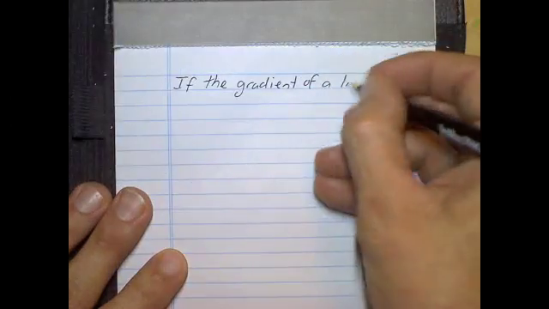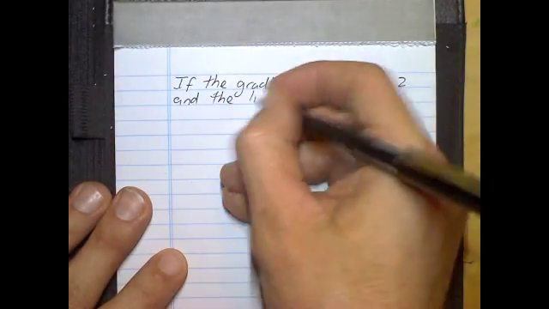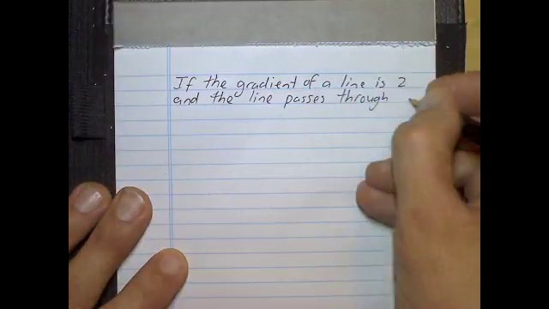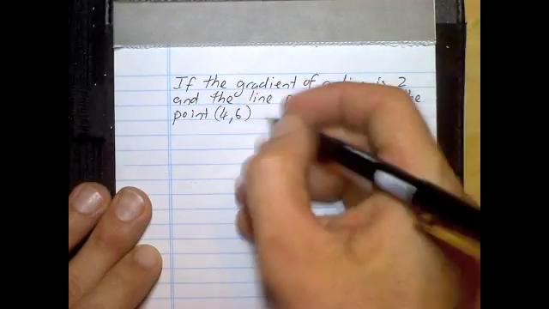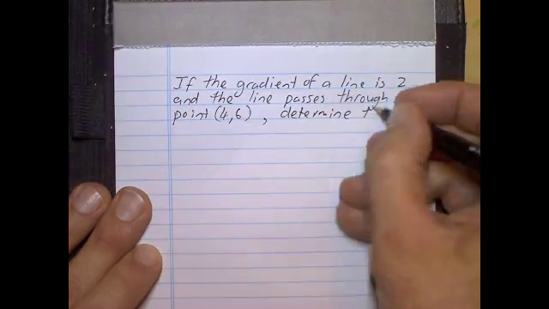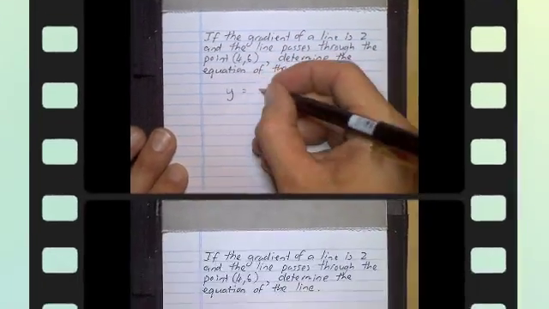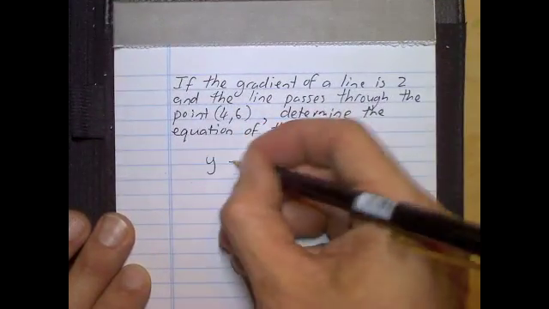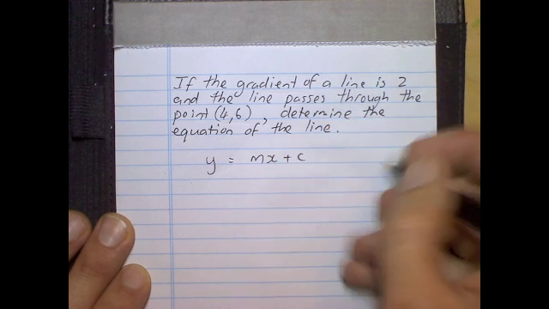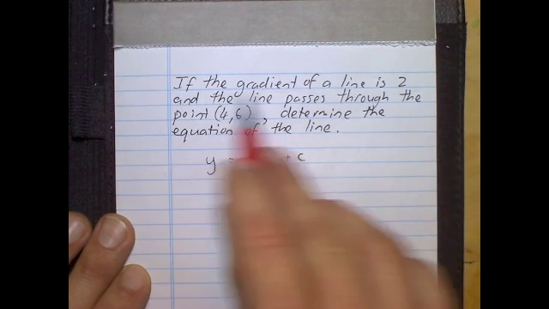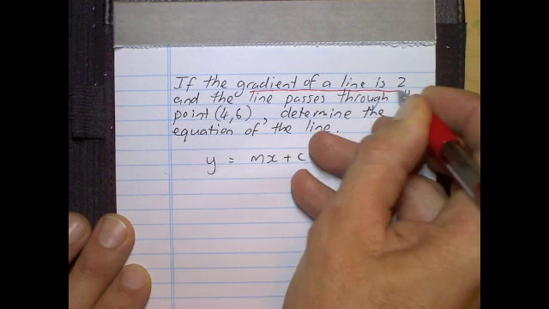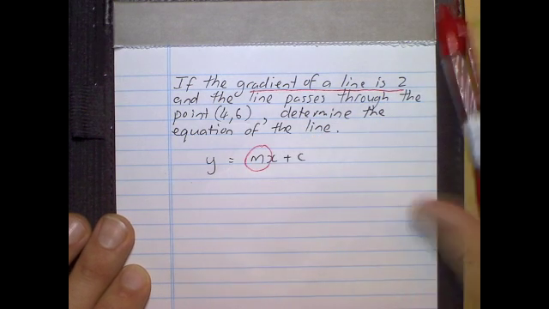All right, let's look at an example where we can use this. If we have the gradient of a line equaling 2, and the line passes through the point (4, 6), we're usually asked to determine the equation of the line. What do we need to determine the equation of the line? We need to know the gradient, and we need to know the y-intercept. Look back up the question. We've got the gradient, that's equal to 2, so we know that the m value there is 2.